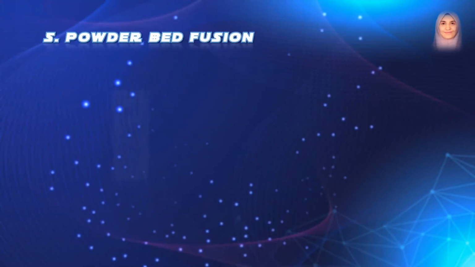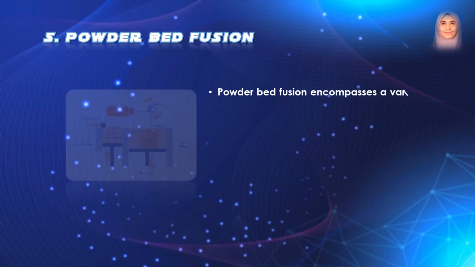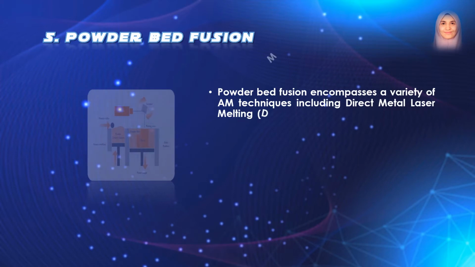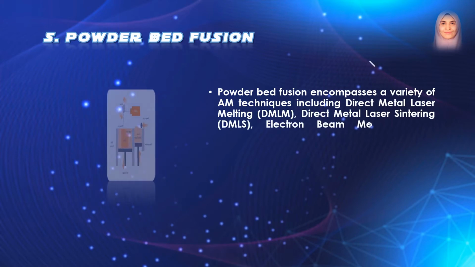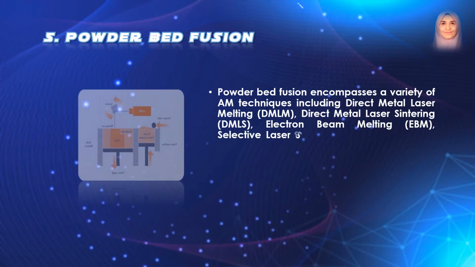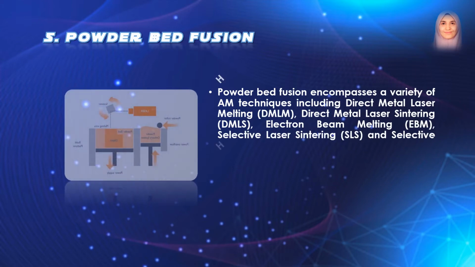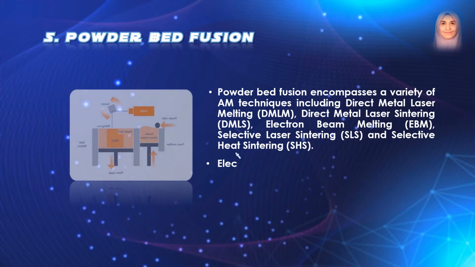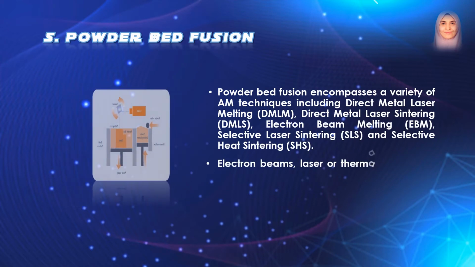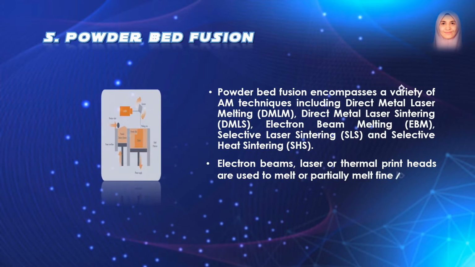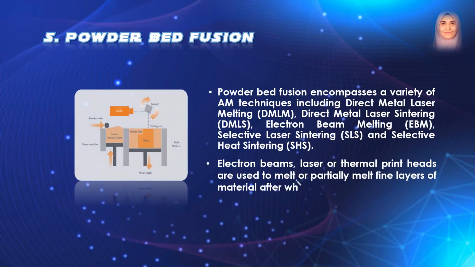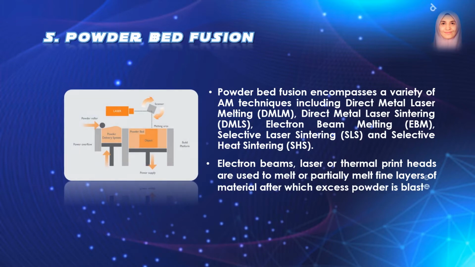Moving on to powder bed fusion. Powder bed fusion encompasses a variety of additive manufacturing techniques, including direct metal laser melting, direct metal laser sintering, electron beam melting, selective laser sintering, and also selective heat sintering. These electron beams, lasers, or thermal print heads are used to melt or partially melt fine layers of material, after which excess powder is blasted away.